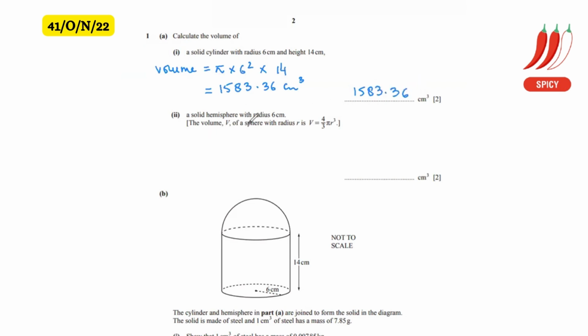And it says a solid hemisphere with radius 6 centimeters. So for the volume, they've already given us the formula. All we have to do is substitute the values and solve it. So 4/3 times pi times 6 cubed, and that is equal to 904.77 centimeters cubed.